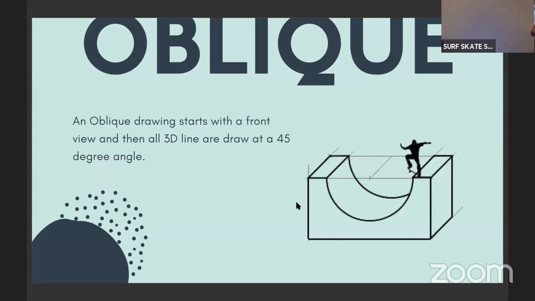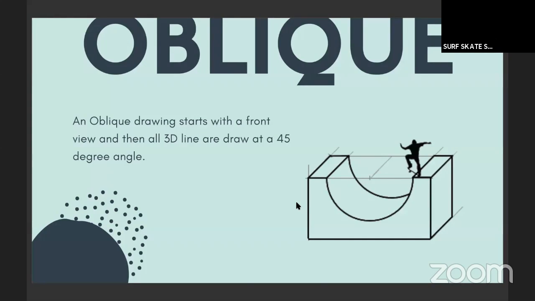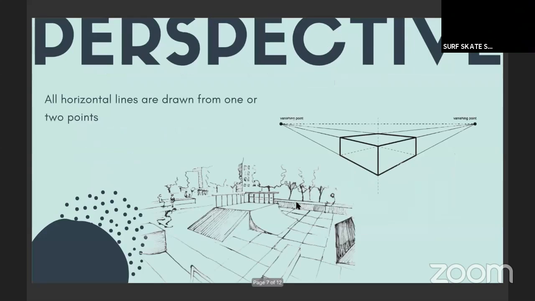And the key with both of these drawings is, if you can't get a perfect angle, try to keep your angles similar to each other. The closer together those angles are, the better it's going to look. So we're going to move on to the last one.